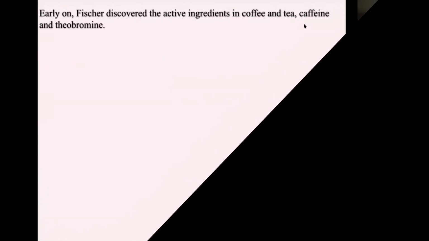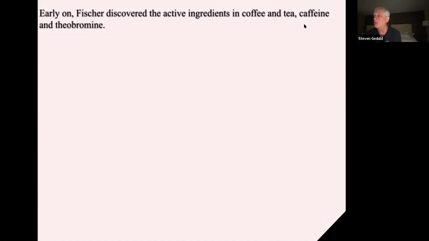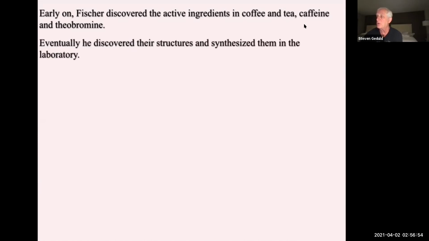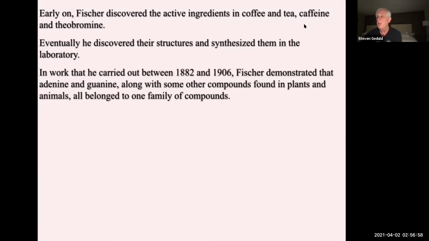Back early on, a guy named Fisher discovered the active ingredients in coffee and tea, caffeine and theobromine. He discovered the structure and synthesized them in a laboratory. In work that he carried out between 1882 and 1906, he demonstrated that adenine and guanine are part of the DNA molecules that make up your molecular structure. And this is way before Watson and Crick back in the 1950s.